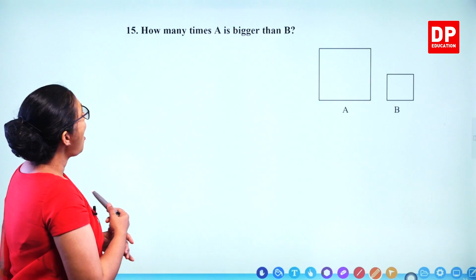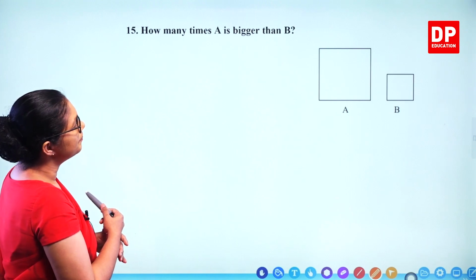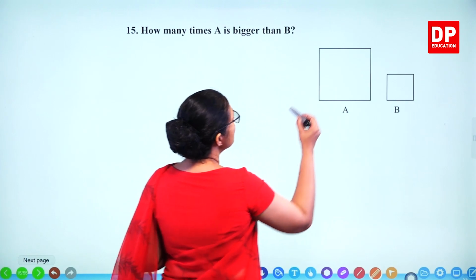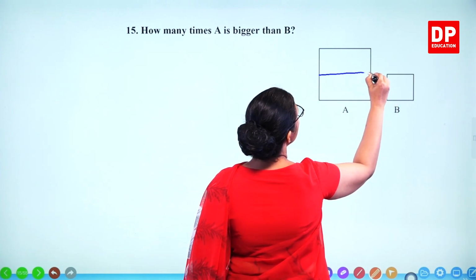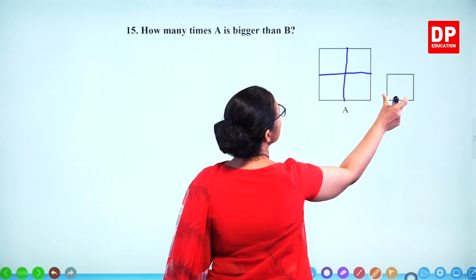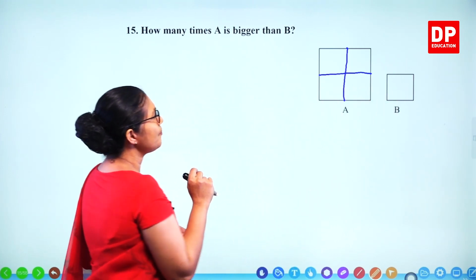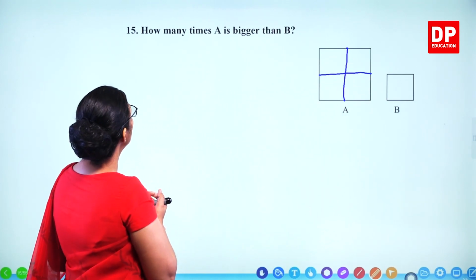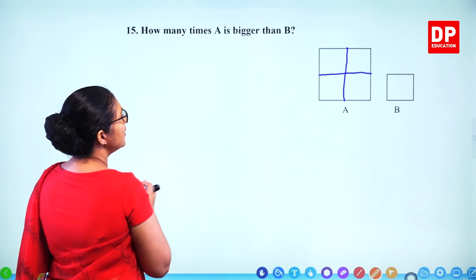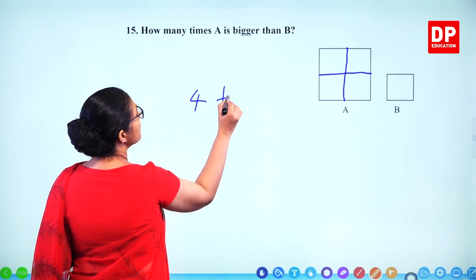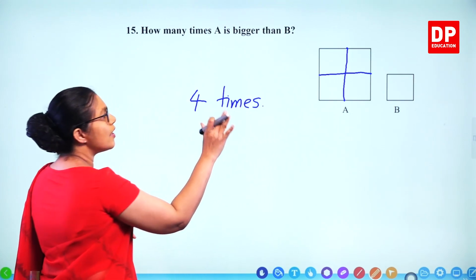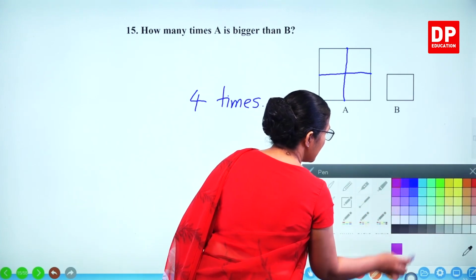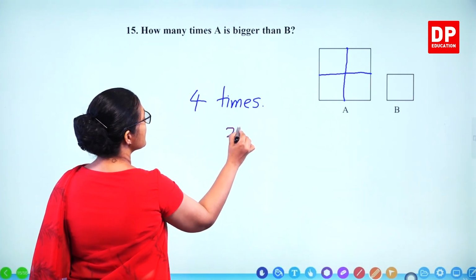Question number 15. How many times A is bigger than B? What do you think? This is like 4 times, no? When you are dividing, this is a rough estimate. So when you take these 2 diagrams, this is like 4. So how many times A is bigger? 4 times. It depends on your diagram. According to my diagram, this is like 4 times. So these are like estimating values. So 2 marks.